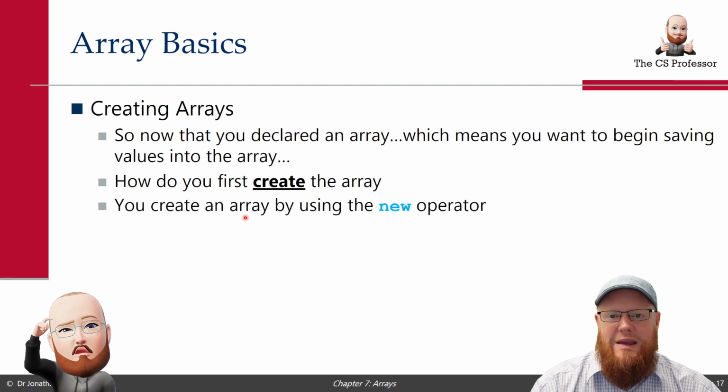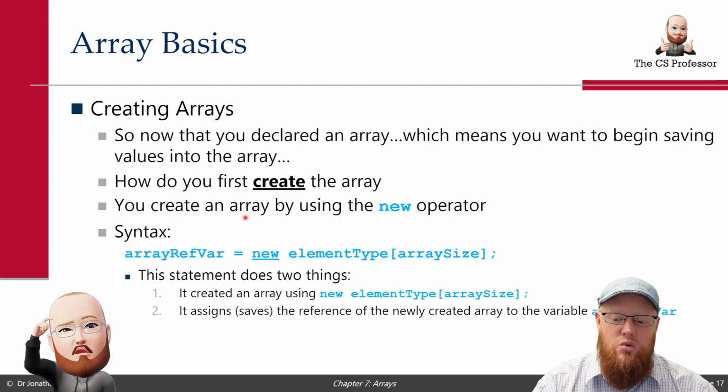So how do we create an array in Java? You've declared an array, you're ready to go, you want to save stuff in it. How do you create this array? You have to use the new operator. And here's the syntax. You're going to use the variable name that you just created, myArray, equals new.